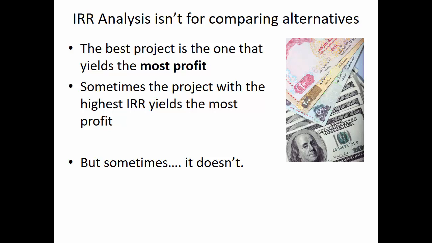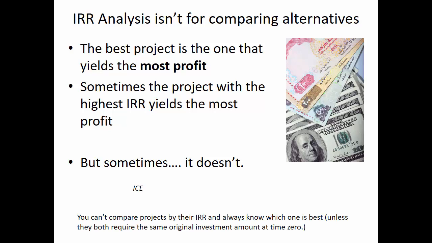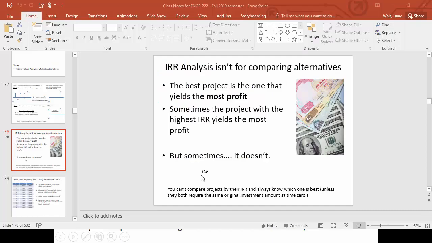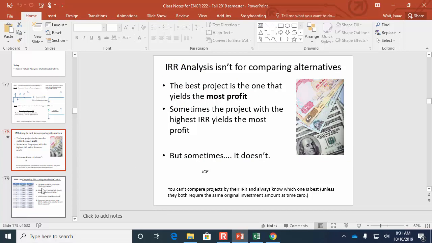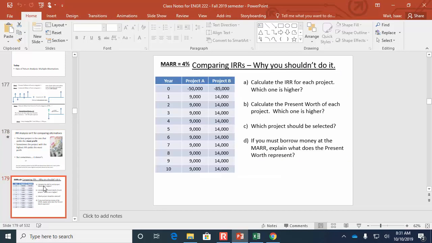So if two projects have a different original investment amount, meaning that to buy one investment is cheaper than the other one, then that can throw things off. And that's what the in-class exercise is going to illustrate, that you can't just compare projects by the internal rate of return.